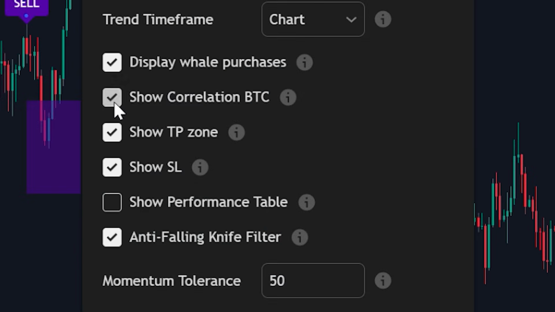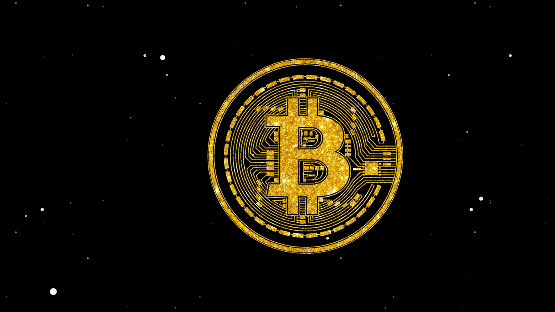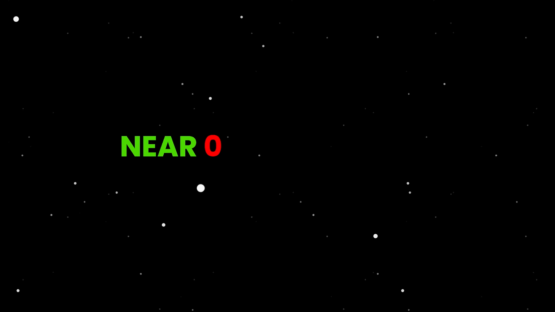The BTC correlation meter shows live on your chart how closely any asset is following Bitcoin. Near 1 means it mirrors Bitcoin. Analyze Bitcoin first. Near 0 means it moves independently. That single number saves enormous amounts of analysis time in crypto markets.